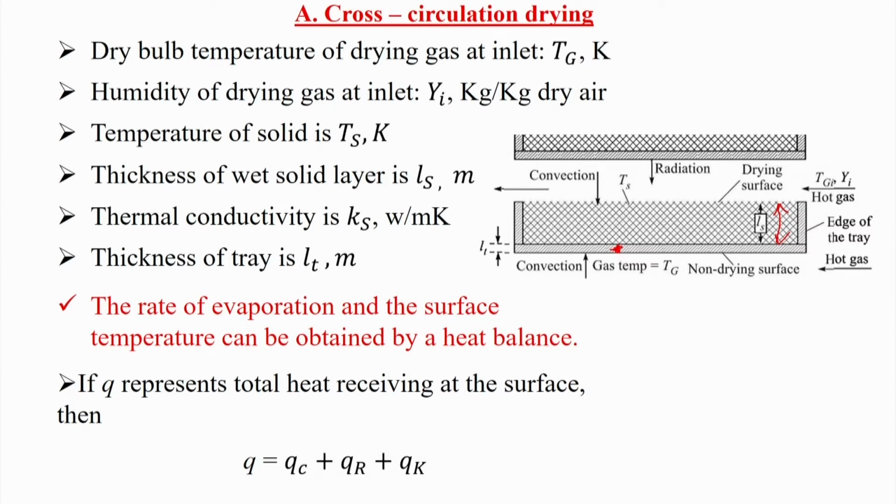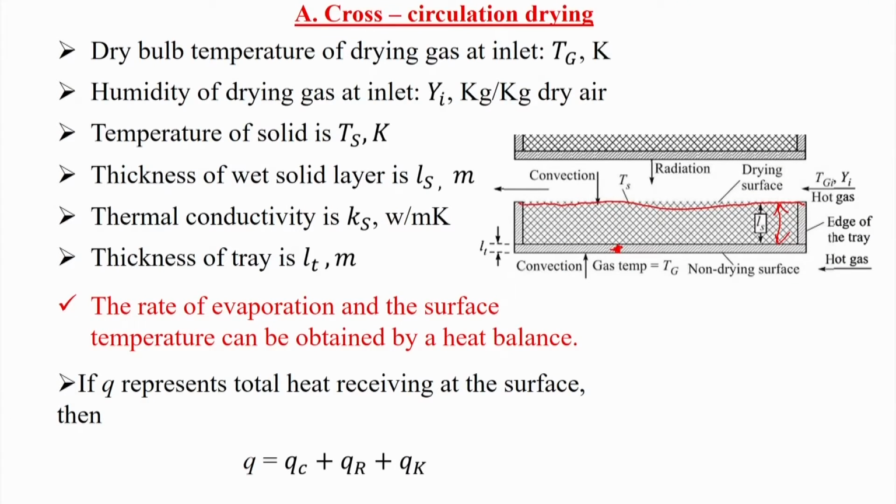The rate of evaporation and the surface temperature can be obtained simply by a heat balance, which we will do now. Suppose Q represents the total heat received at the surface, obtained due to conduction, convection, and radiation. So the total Q will be Q C plus Q R plus Q K, that is, due to convection, radiation, and conduction. But here you see that the heat received by conduction will be much lower than the heat received by convection and radiation.